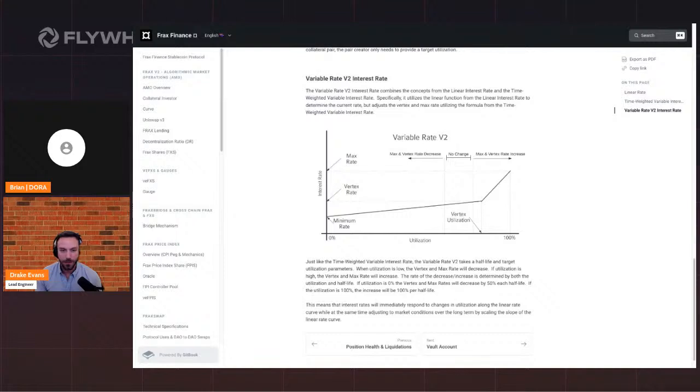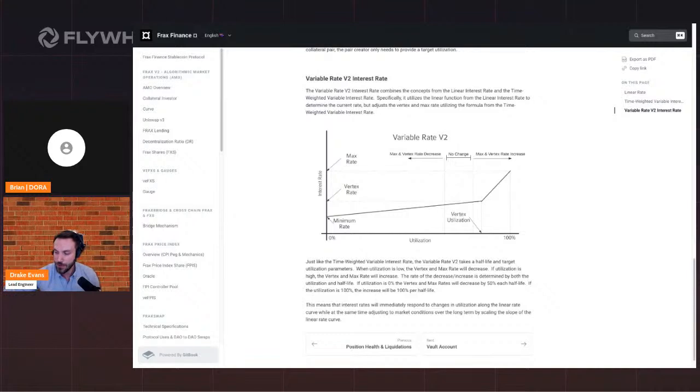So you can see here a link to the rate calculator. The important function that we're going to call here is going to be get new rate. It's going to take a few parameters: the delta time, which represents the time that's passed since the last time we accrued interest. We're going to ask for the utilization, and we're going to ask for the previous full utilization interest.